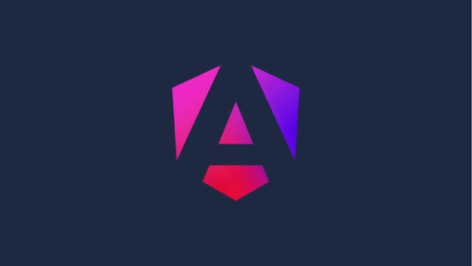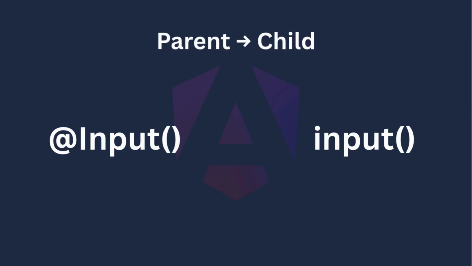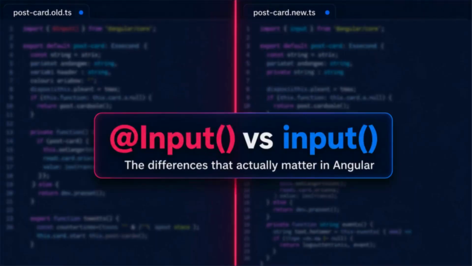Angular has two ways to pass data into a component: the @Input decorator, which you probably know well, and the signal input function, which was introduced in Angular 17. They both work well, but they are not equal, and the difference will change how you think about component design. In this video, I'll show you the real differences using an actual component from a real Angular project. So let's start.